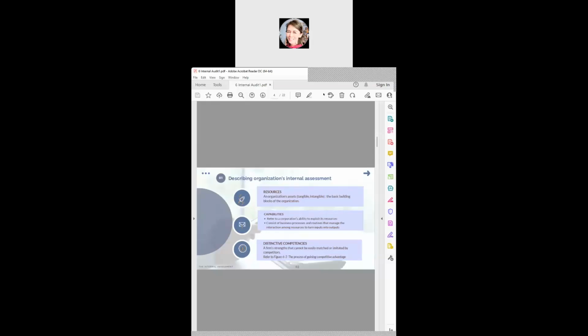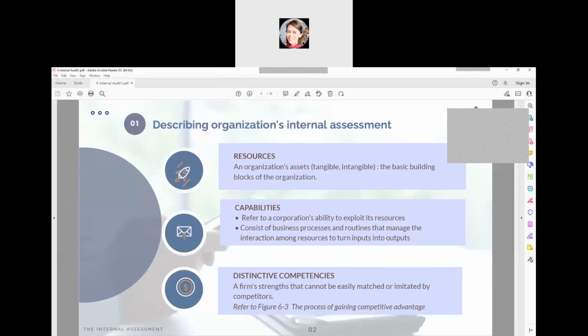Now, the first one is describing the organization's internal assessment. When we describe the organization's internal assessment, we look into three things: resources, capabilities, and distinctive competencies.